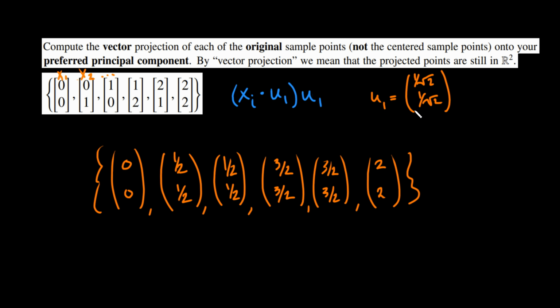And so these are the projections of your original vectors onto the line that goes through the principal component, so the principal direction.